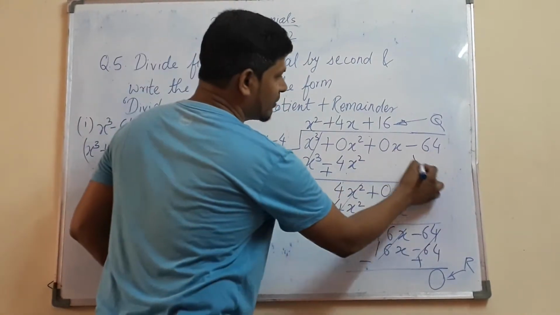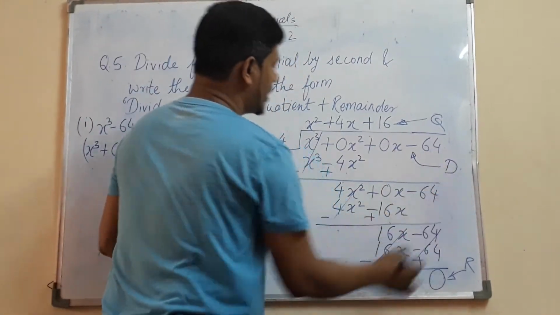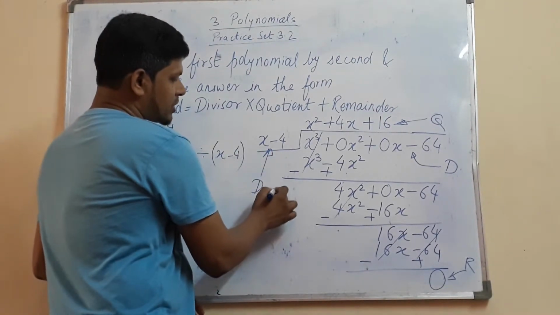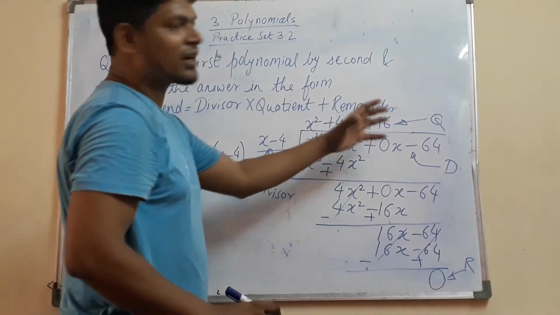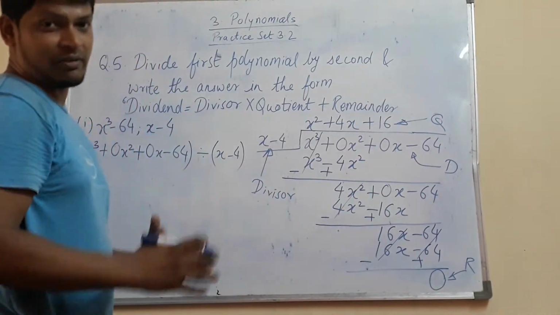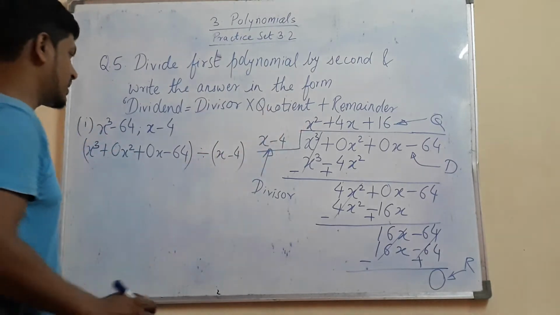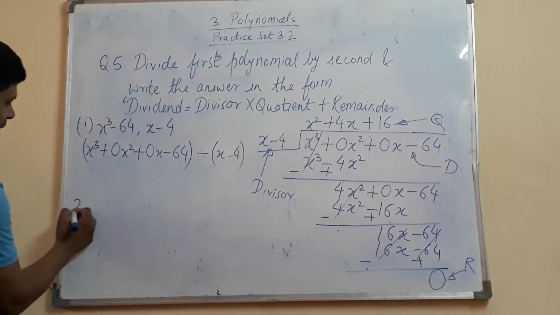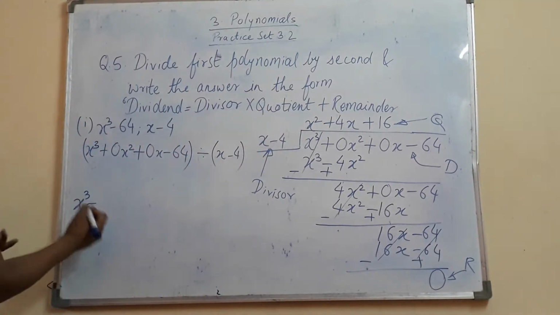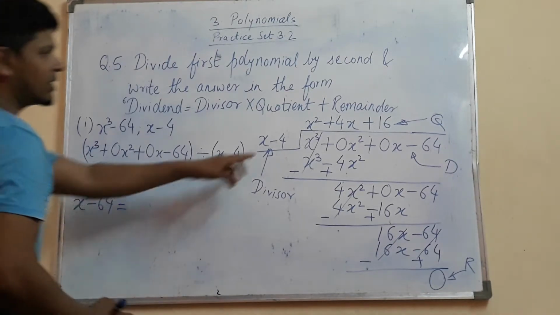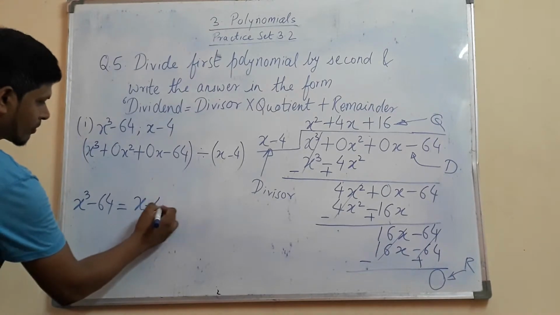This is the dividend, and this is the divisor. Now we will write our answer in the form which they have asked, that is dividend is equal to divisor into quotient plus remainder. Our dividend is x cube minus 64, as was given. Our divisor is x minus 4.